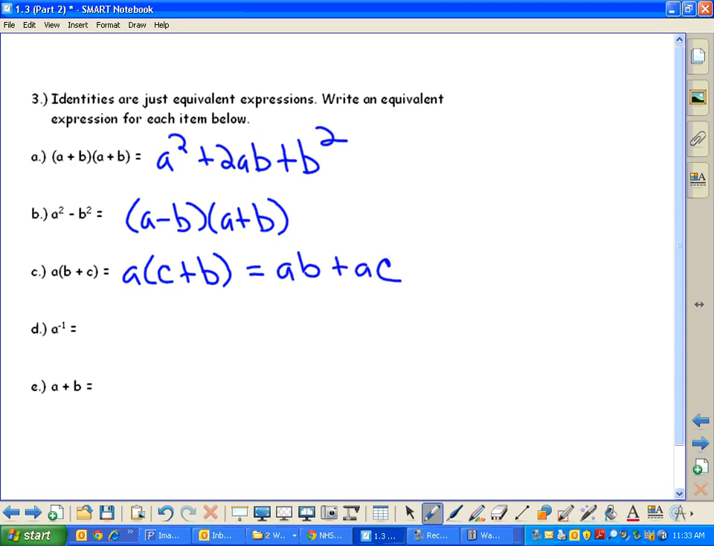All right, so Adam. A to the negative first. So remember, are you allowed to have negative exponents? Does anybody remember this one? Adam. Yeah, upstairs, downstairs rule. If it's negative and on the top, you move it to the bottom. If it's negative on the bottom, you move it to the top. All right.